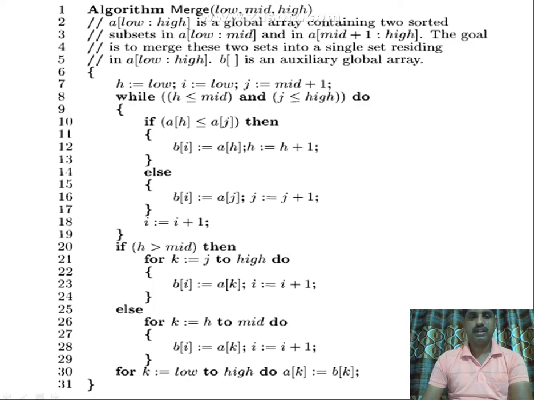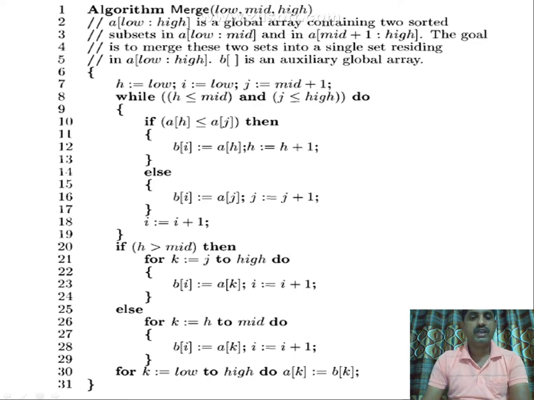In that way, B[i] = A[h], then h = h + 1, so the h index value is incremented. Otherwise, B[i] = A[j], then j = j + 1, so the j value is incremented. When that is completed, i = i + 1.